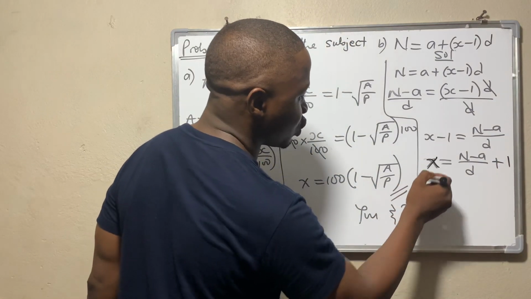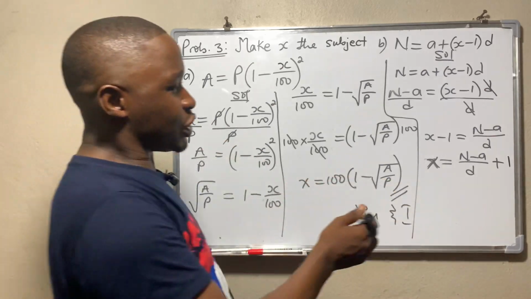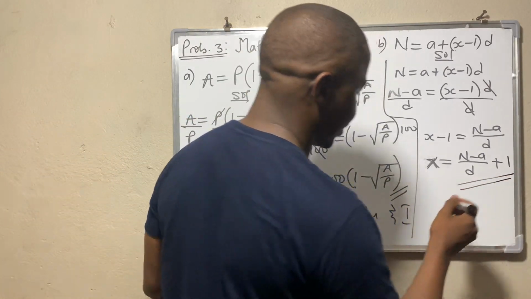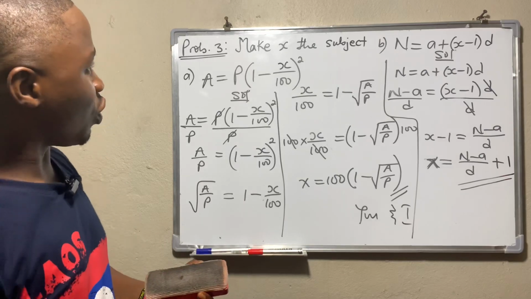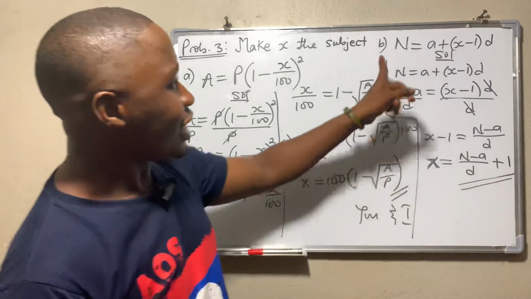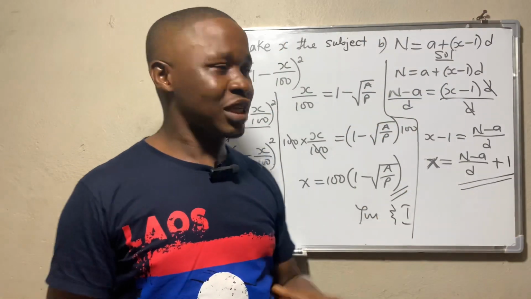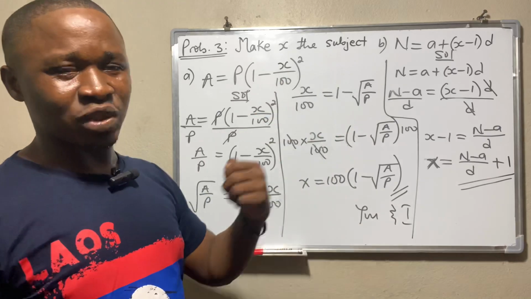So what have you seen now? You can see that x is standing alone on the left hand side. So we've made x the subject. So this is what we call change of subject of formula. Originally n is the subject, but we rearrange until x becomes the new subject. So we say what? Change of subject of formula.